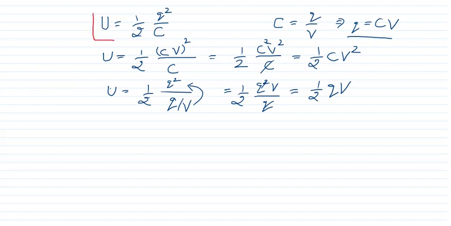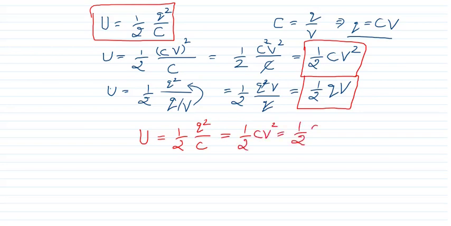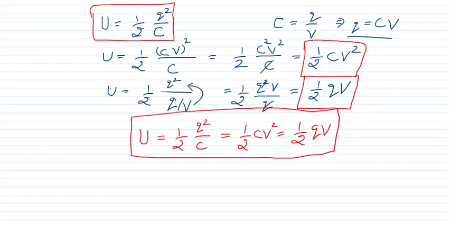First formula, second formula, third formula. So therefore finally we got the expression for U. It is equal to 1 by 2 Q square by C. Second formula is 1 by 2 CV square. Third formula is 1 by 2 QV. These three formulas all are for energy stored in the capacitor.